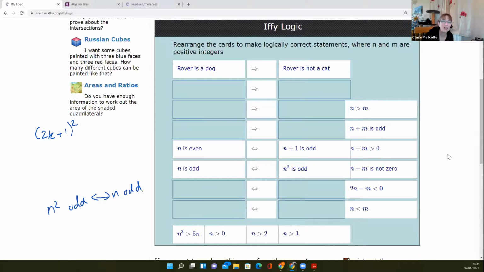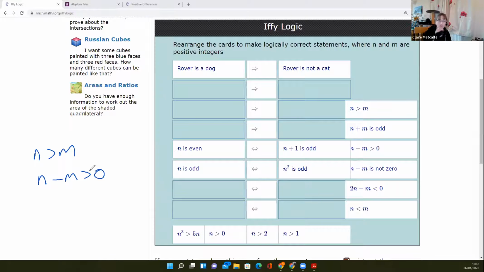Okay, we've had a suggestion about n and m. So we've had a suggestion that we can link, let me just write them down, n greater than m, and n minus m is greater than 0. So the question is, can we link that with an if and only if? Or does that only work in one direction?